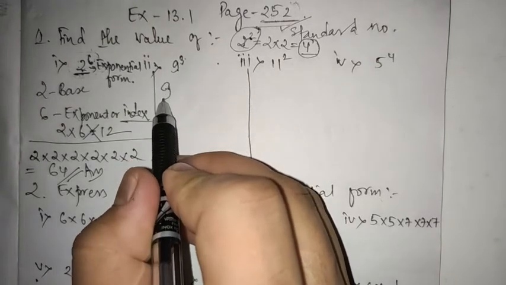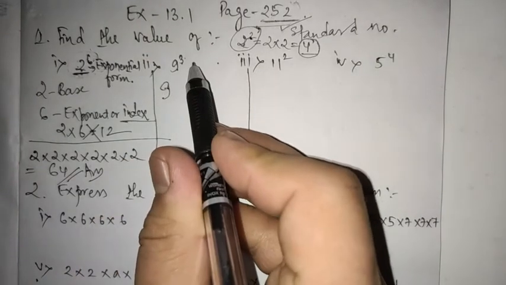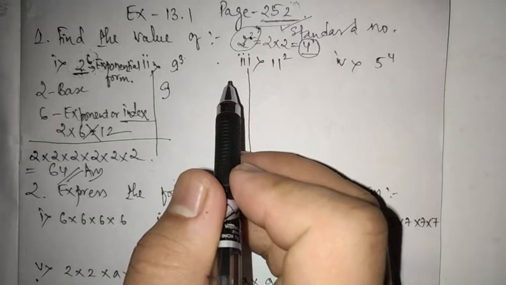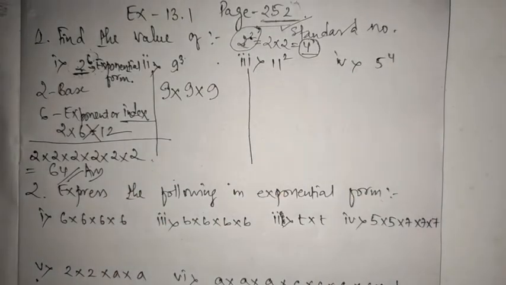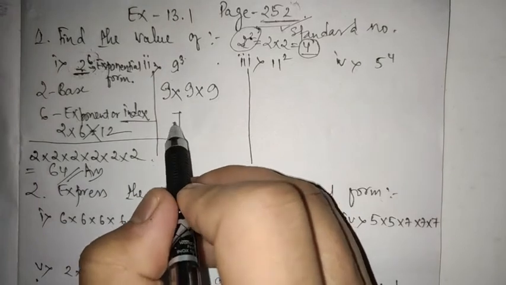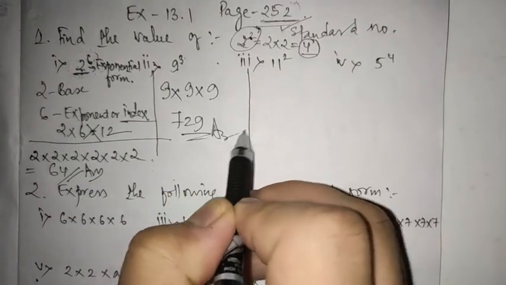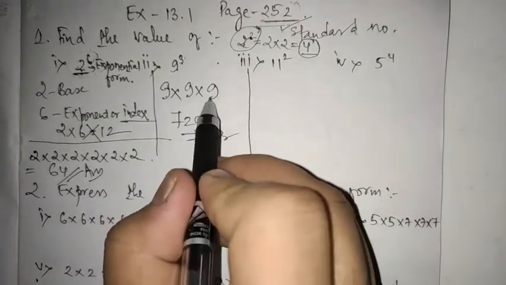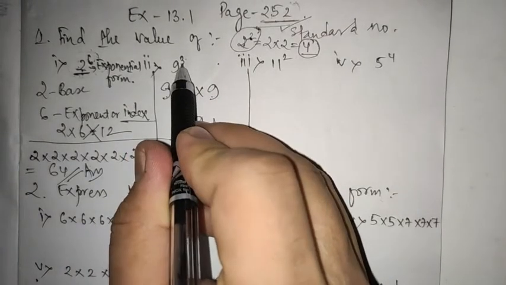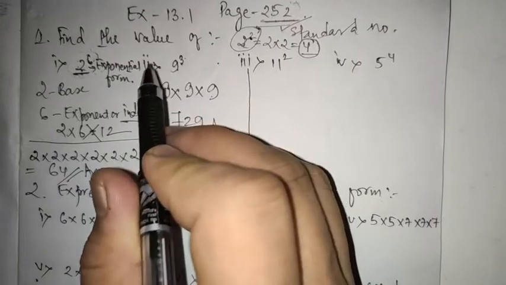So 9 is the base here. Now the base will repeat, not the power. You cannot write 3 into 3 into 3. Only your base will repeat. So you will write like this: 9 into 9 into 9. 9 nines are 81. 81 into 9 is 729. Multiply and get the answer. Why have I written it 3 times? Because its exponent is 3 only, not more than 3, not less than 3.